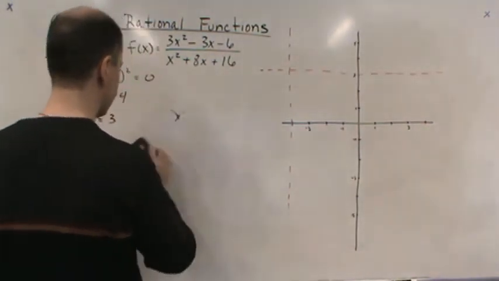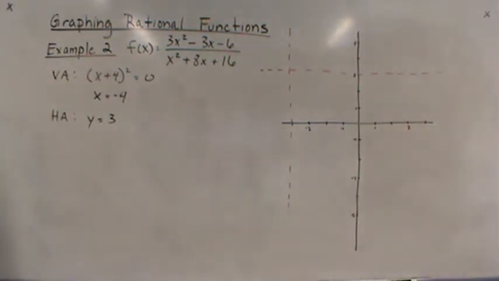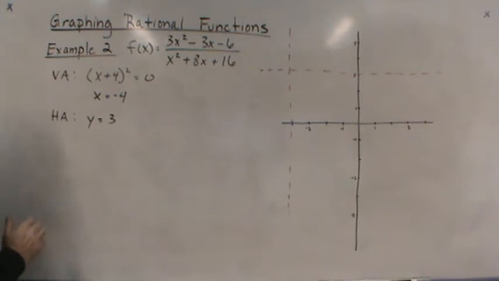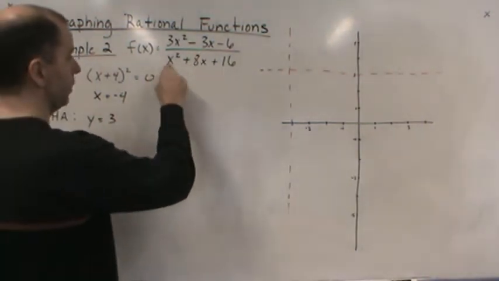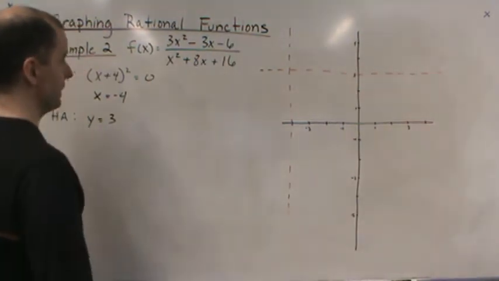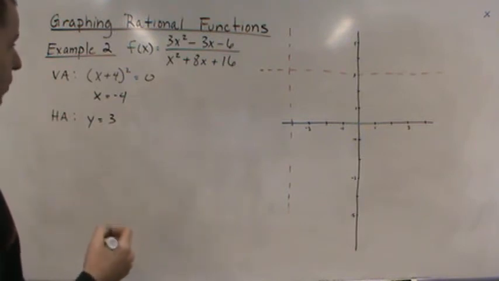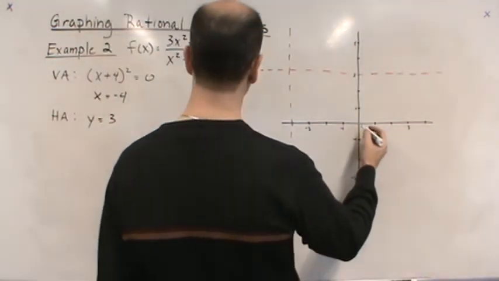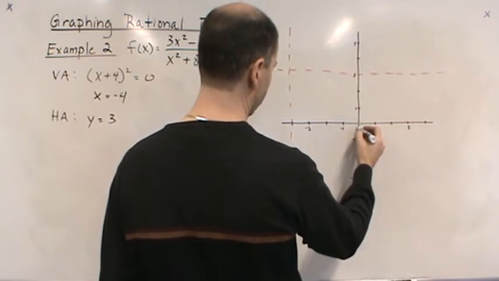Okay, so I'm going to erase this now. So now x and y-intercepts. We know that the y-intercept is when x equals 0. So when x is equal to 0, we get negative 6/16. So negative 6/16, which simplifies to negative 3/8. So we're down here somewhere.